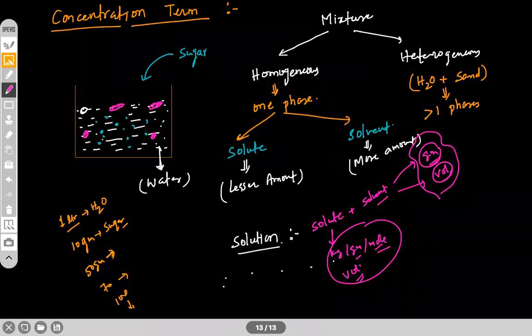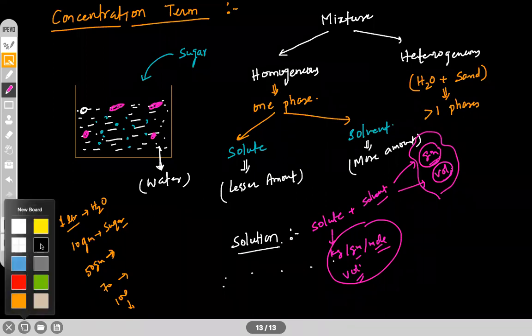Right. Now, the various concentration terms we have. The first term you write down is molarity. The first concentration term we have is molarity.